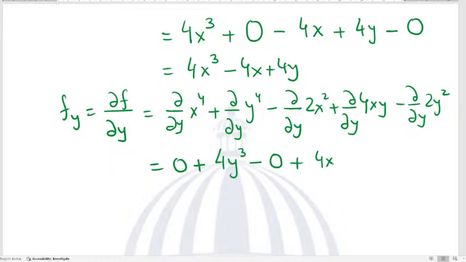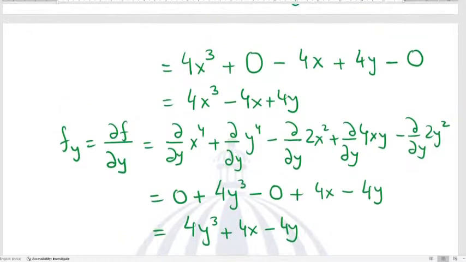We'll take out that from the differentiation, and the partial derivative of y with respect to y is 1. So 4x multiplied by 1, that's 4x minus, here 2 will come outside, and the differentiation of y squared is 2y. So this will become 4y. Okay, now let's clean this up a little bit. 4y cubed minus 4x plus 4x, sorry, minus 4y. So this is exactly what we have got, right?